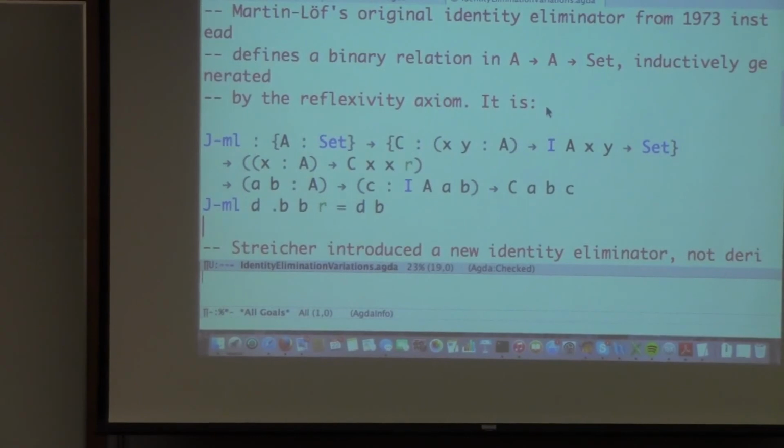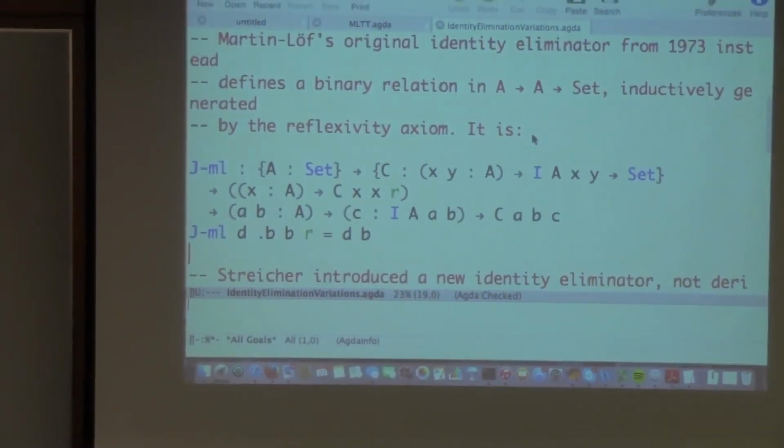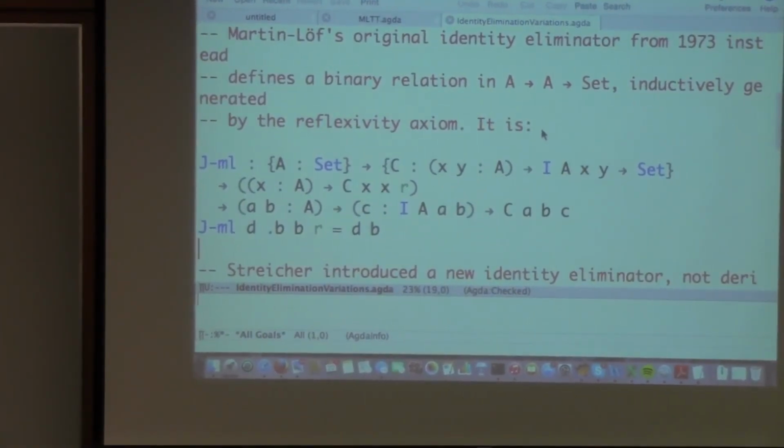Is this J derivable from the previous J? Yes, this J is easily derivable from the other J. The other J is derivable from this J in a complicated way.